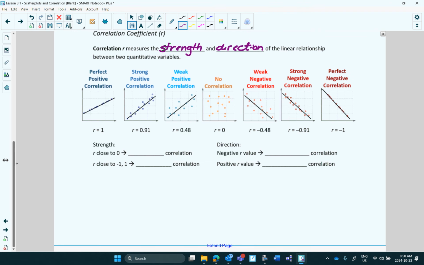So if r is close to 0, we would say that there is a weak correlation. If r is close to -1 or +1, we would say that there's a strong correlation. If r is negative, it's a negative correlation. If r is positive, it's a positive correlation.